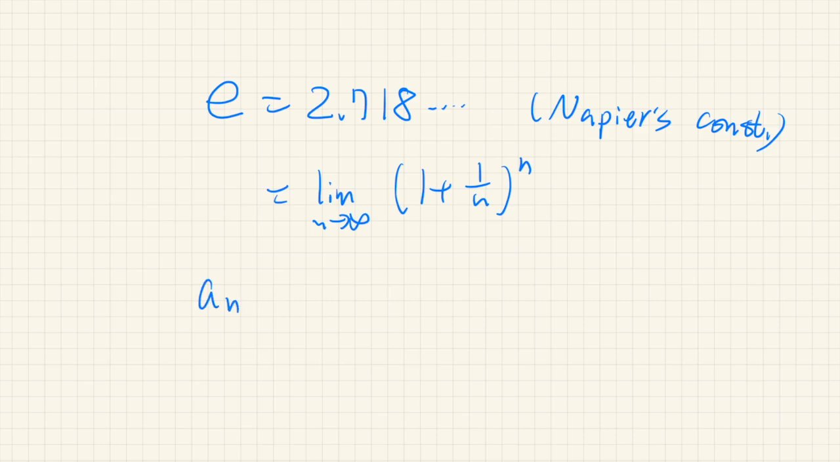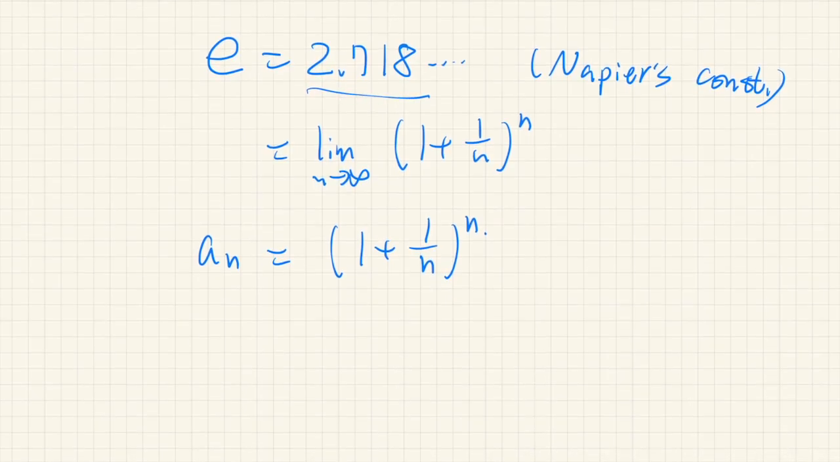So if we define this sequence a_n as (1 plus 1 over n) to the power of n, then we want to show that the limit of this sequence converges to this value. Actually, what we prove here is that the limit of this sequence is somewhere between 2 and 3, which is indeed true. Before that, let's see some of the values of this sequence.